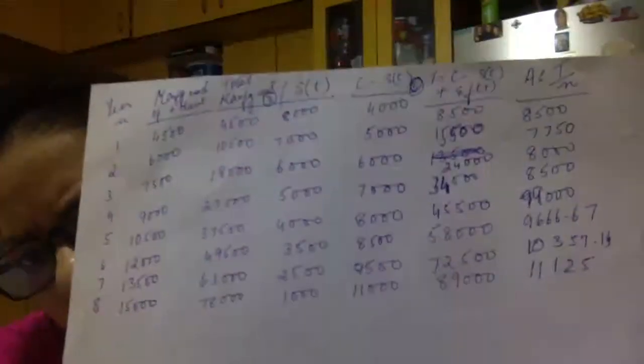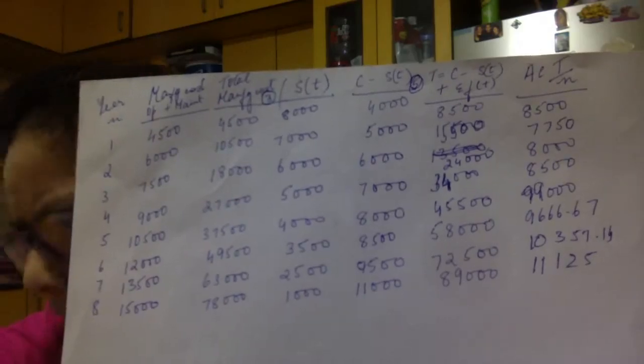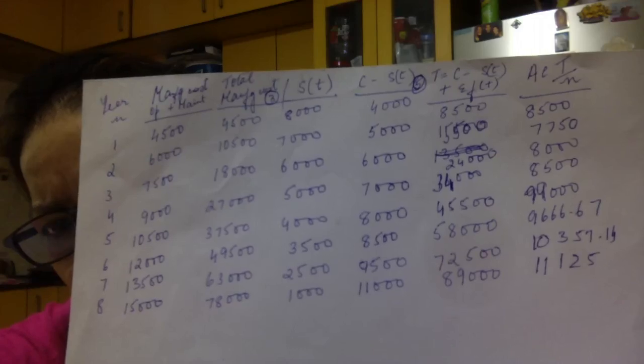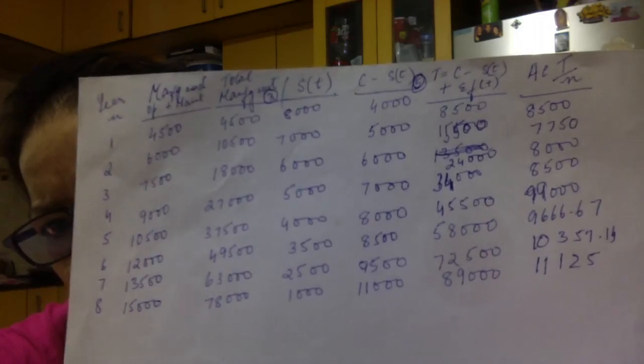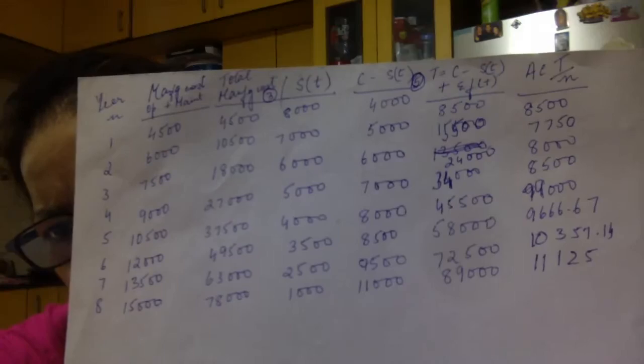I'll repeat the values. Sorry, I haven't written very neatly. If anybody wants to take a pic, I'm holding it straight. Please take. The values are 8,500, 7,750, 8,000, 8,500. Then you have 9,000, 9,666.67. Then you have 10,357.14. Then you have 11,125.